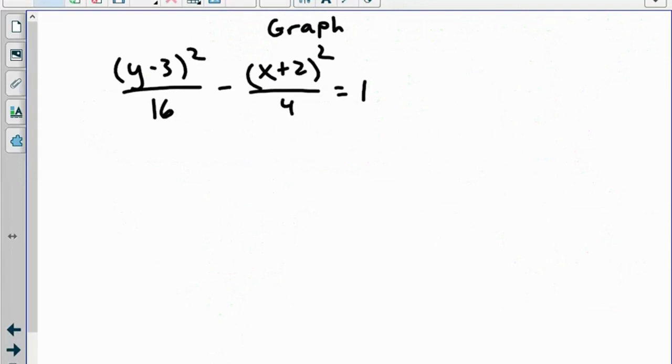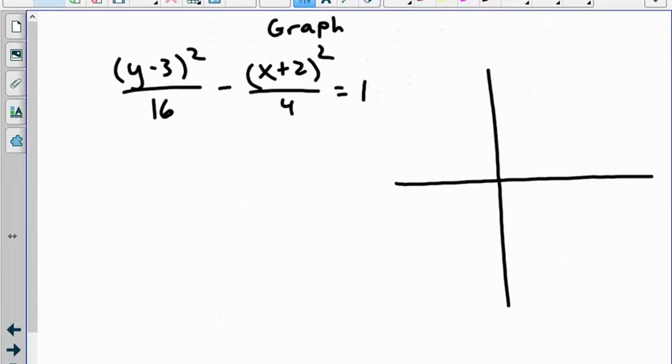Let's graph a couple of these problems. So notice that y minus 3 squared is positive. So that means that this is clearly going to open up and down. So that's something that we have to keep in mind when we are finished doing the problem. The center is at 3, -2. That doesn't change in almost any conic section.